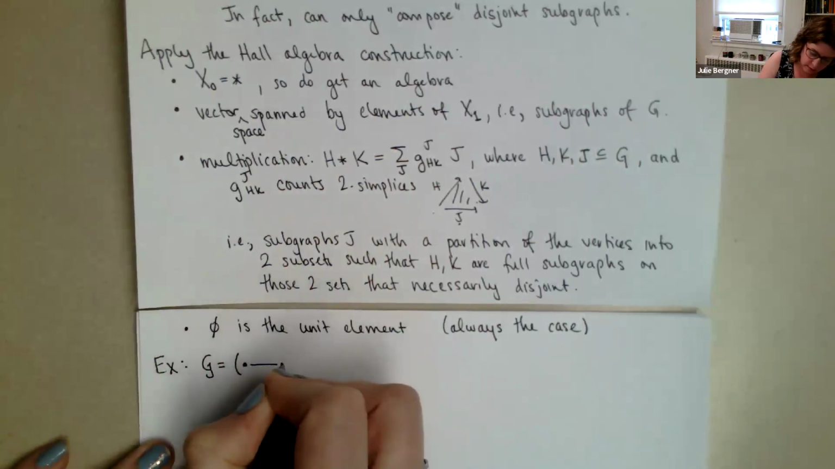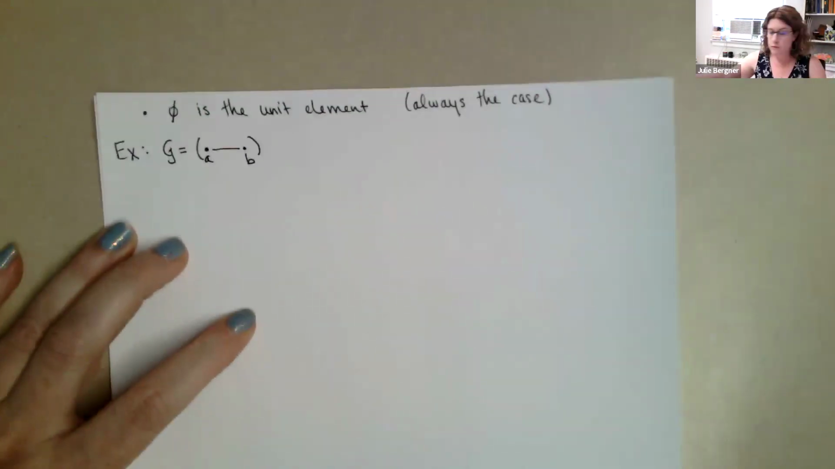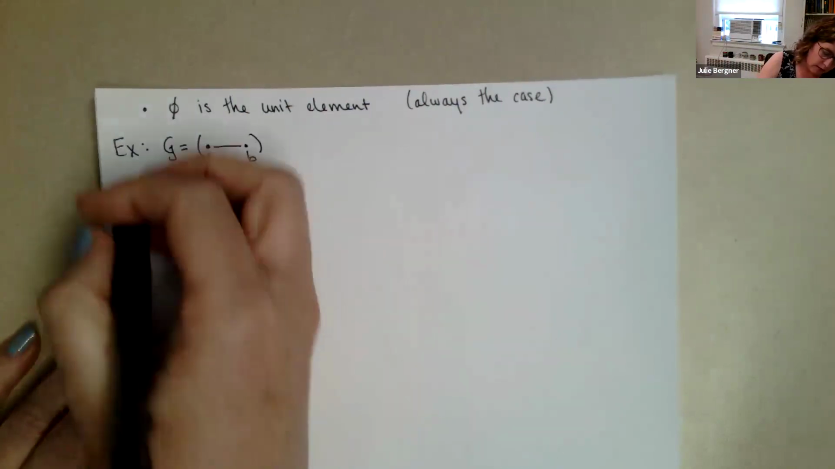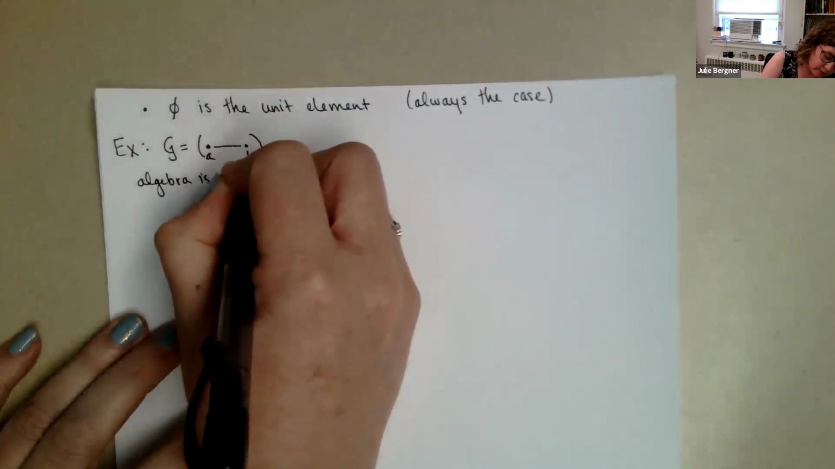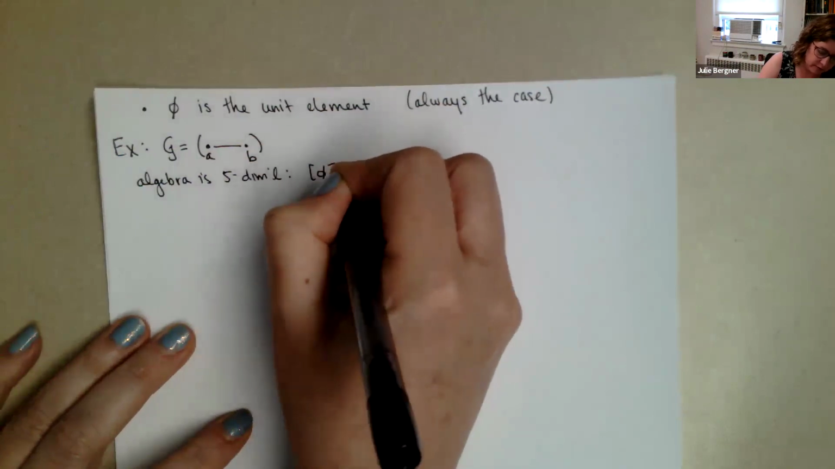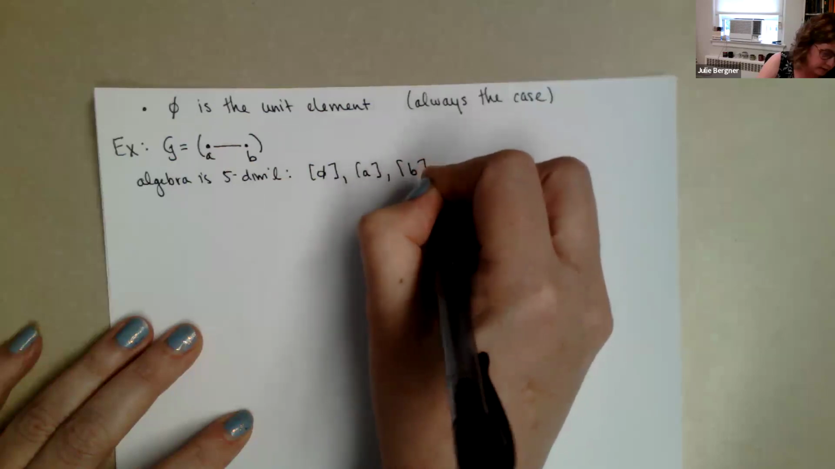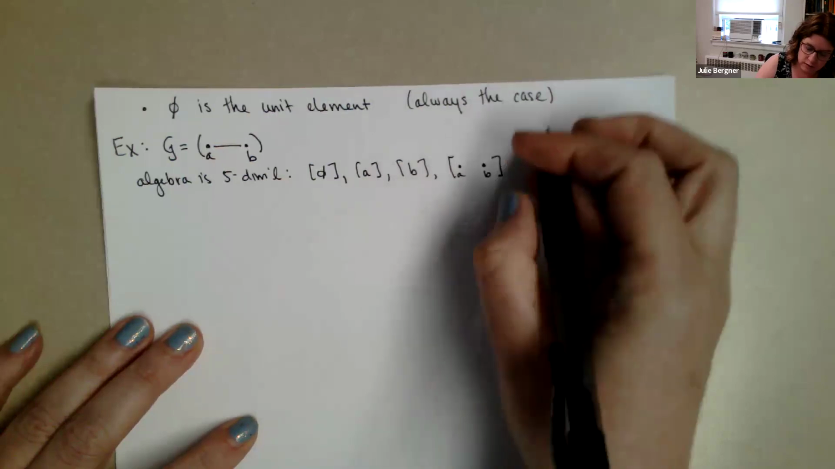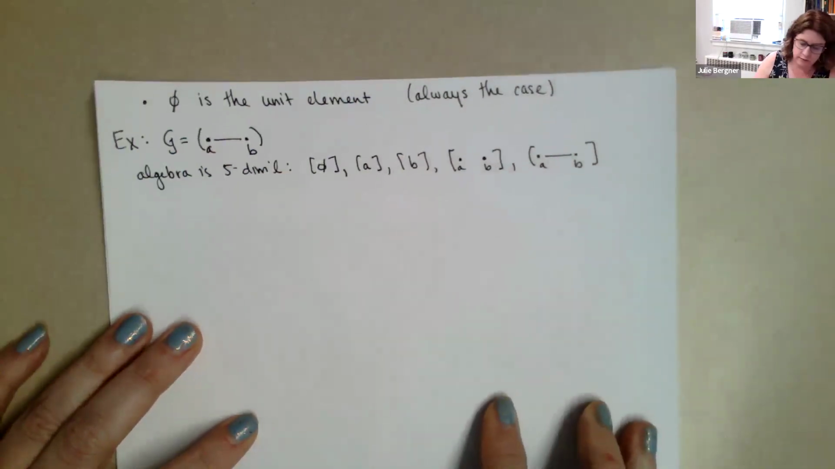Okay, so let's look at a couple of examples for very small graphs. Let's take an even smaller graph than what we looked at before: the graph G with just two vertices and an edge between them. As an algebra, this is 5-dimensional, with generators the 5 subgraphs. We have the empty subgraph, just the vertex A, the vertex B, and then we can either take the disjoint union of A and B, or the whole graph itself.